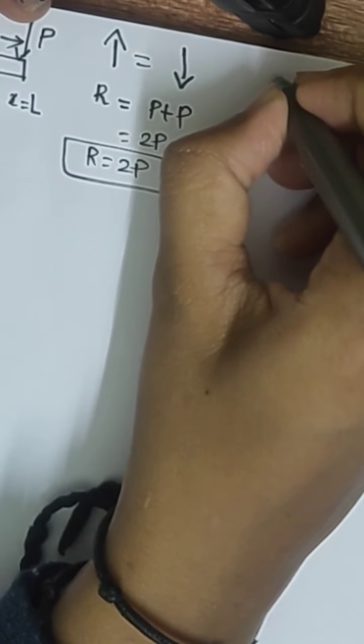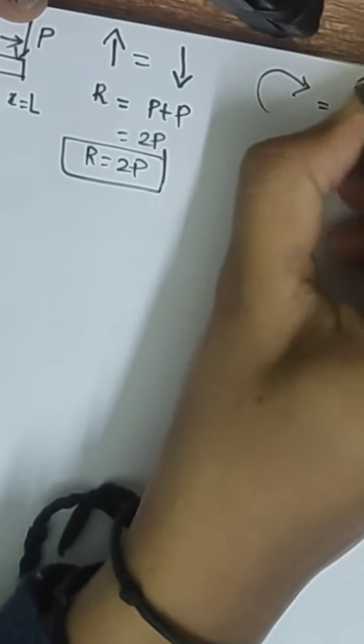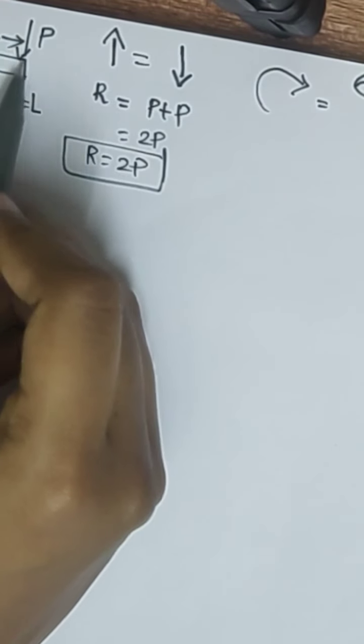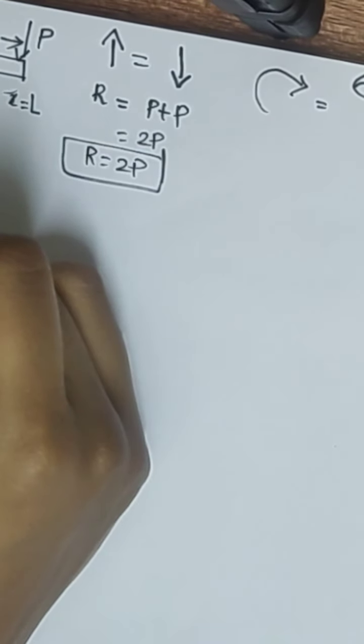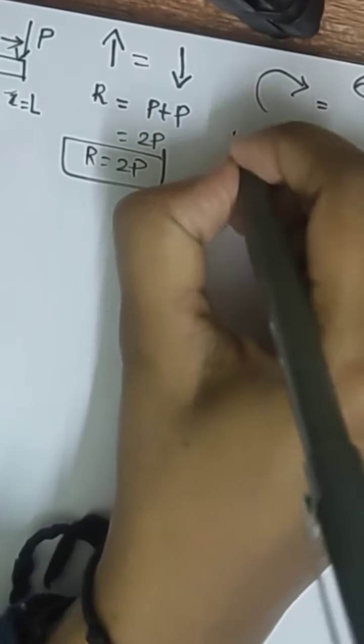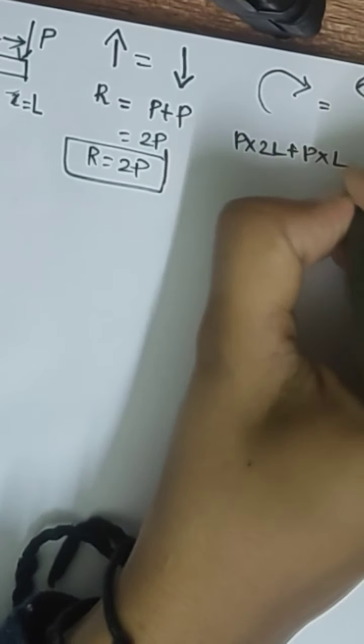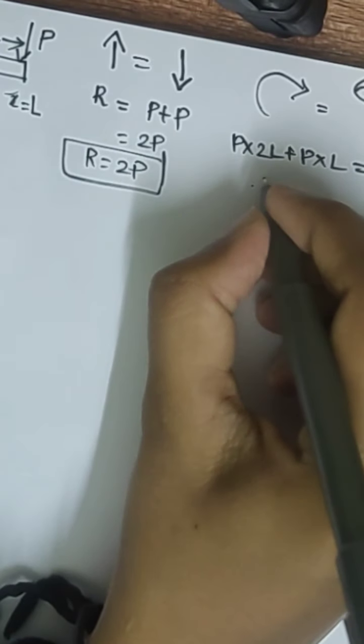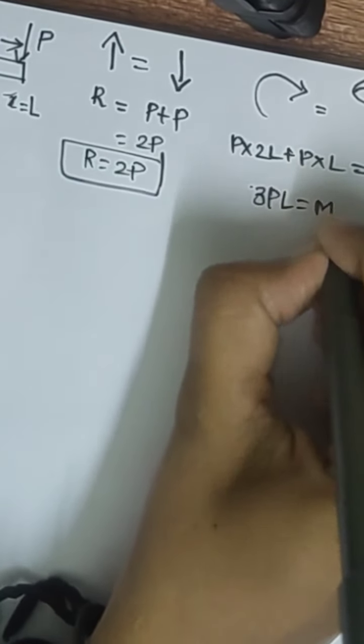And next, here there is a moment also, so we take this moment in the anti-clockwise direction. So clockwise moment equals anti-clockwise moment. Clockwise moment is P into 2L plus P into L, and anti-clockwise moment is M. So we get 2PL plus PL, 3PL equals the moment.